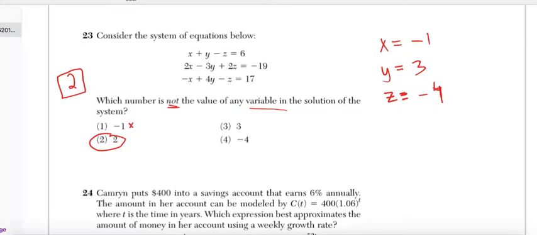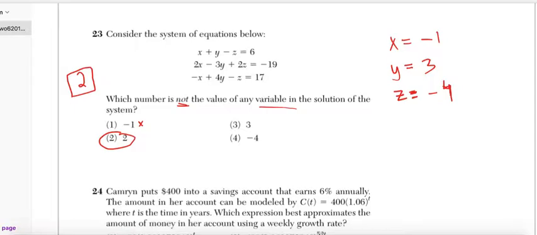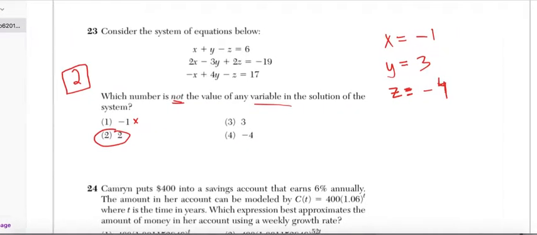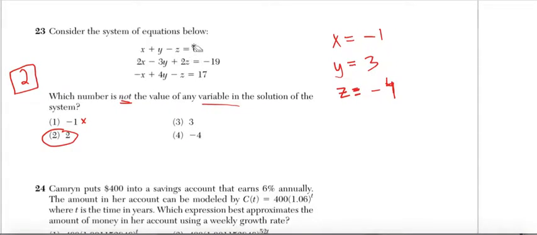I hope that your calculator allows you to do the system of equation solver and that you know how to use it, right? And in a minute, I'm going to go over how to do it by hand, okay? For choice 3, y was equal to 3, and z was equal to -4 for choice 4. So which one's not the value of any variable? Choice 2, the number 2, okay?